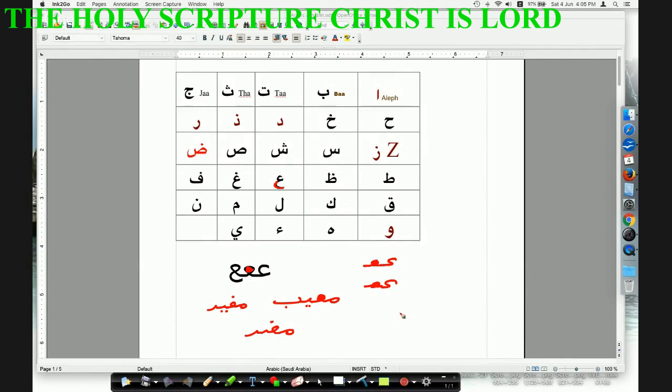A. Same for the last letter at the end. When you are making it this way, it's better if you fill it up. So A. All right? So I say A.